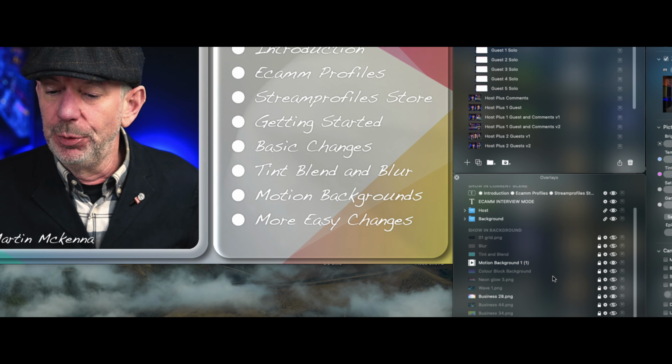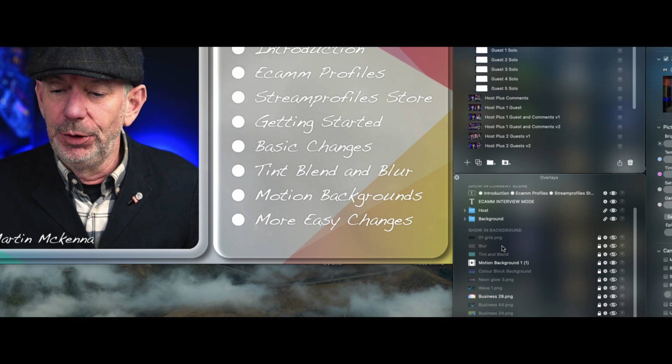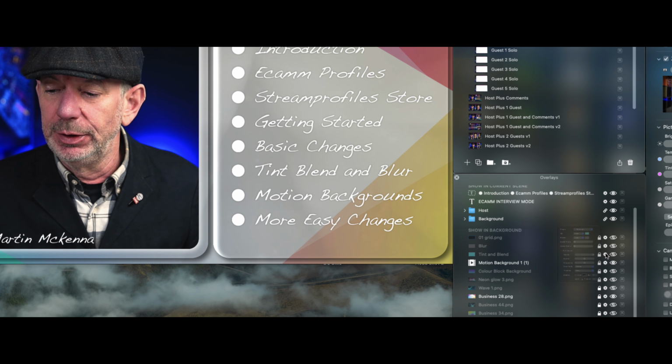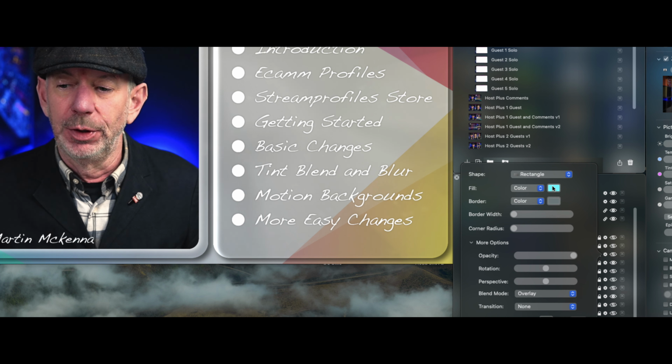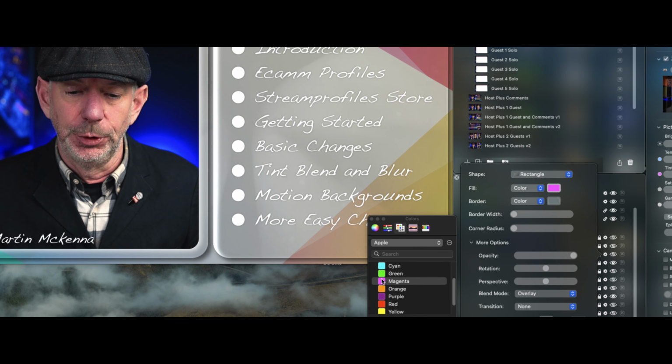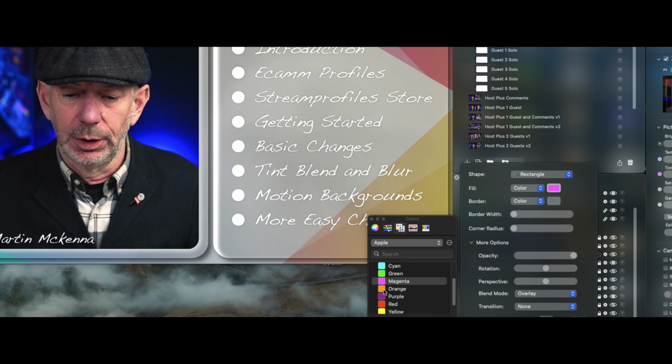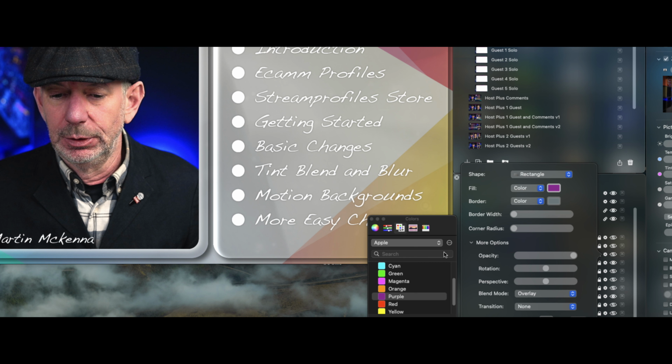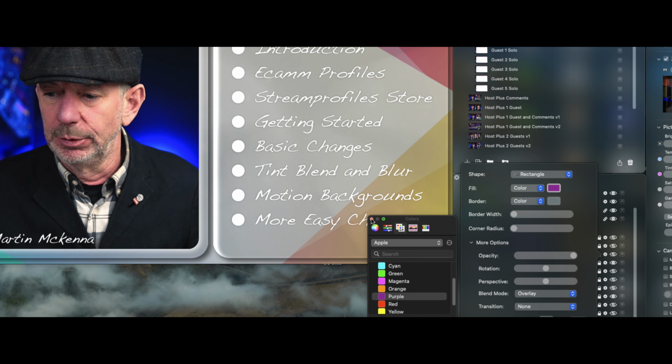Easy. If you want to make changes to that, you also have the option to use the tint and blend that I did earlier on. So come up, change the colour, choose magenta, choose orange, whatever it is you want to choose, and you can change the tint and blend.